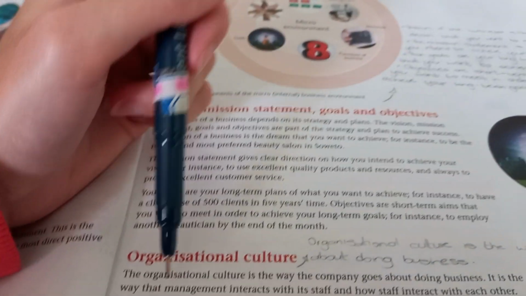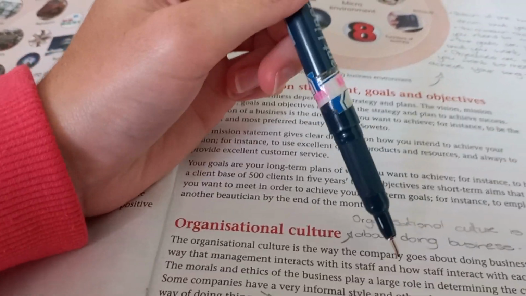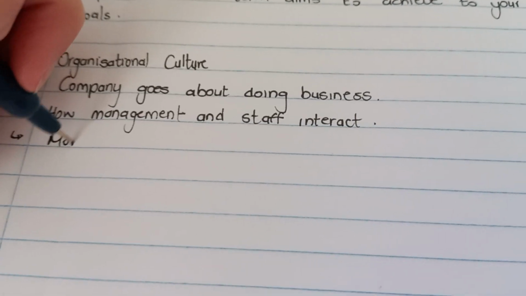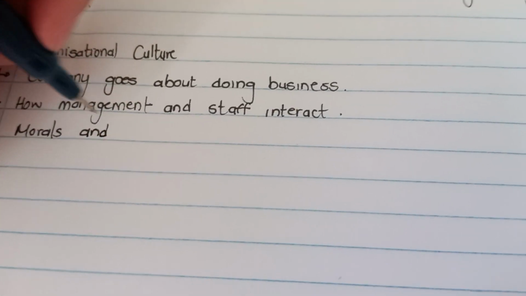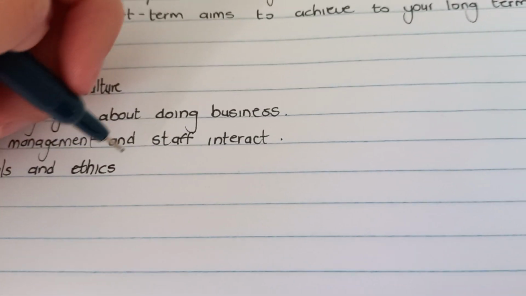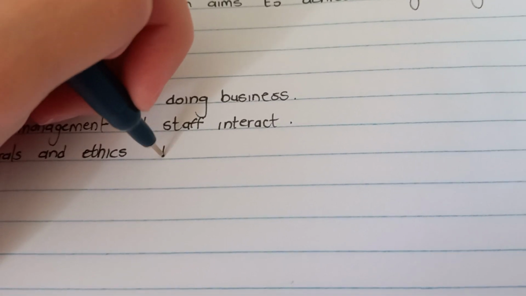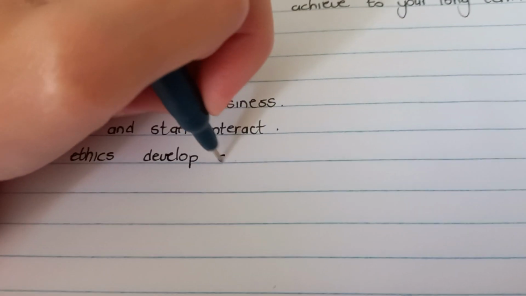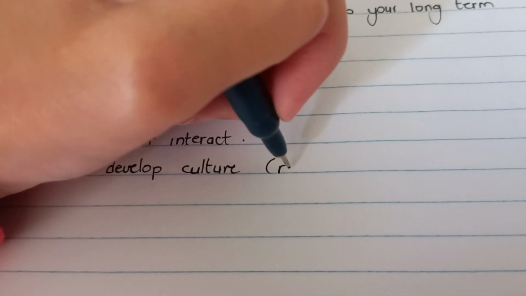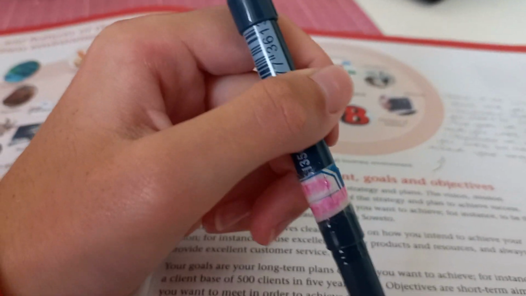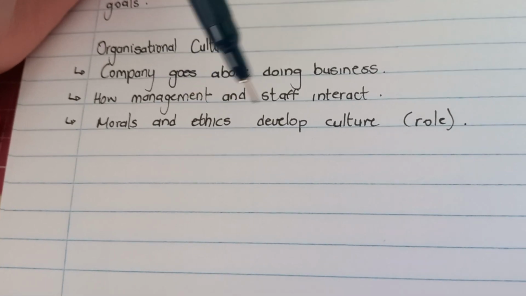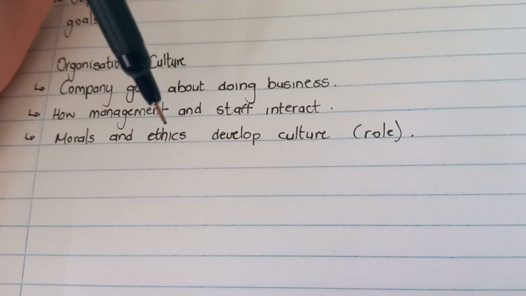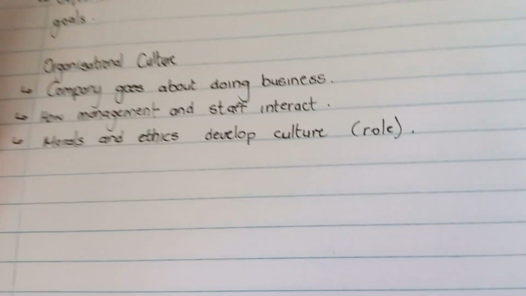Okay, so then they say here the morals and ethics of the business play a large role in determining the culture. So you'll write your morals and ethics develop culture, okay? And then in brackets, you're going to put the role, okay? So this is why. Because the sentence here says the morals and ethics of the business play a large role in determining the culture, but you don't want to write that whole sentence. So you're just going to say morals and ethics develop culture. Then you're going to say morals and ethics have a role in developing the culture, okay?